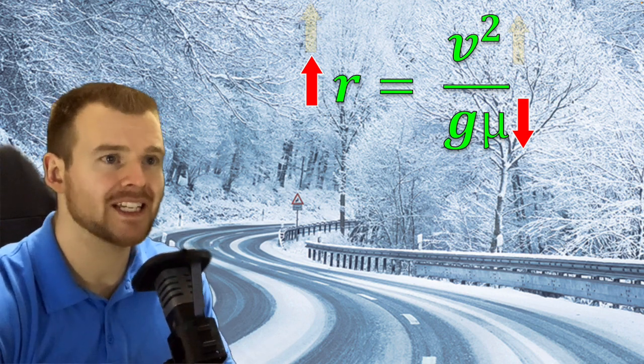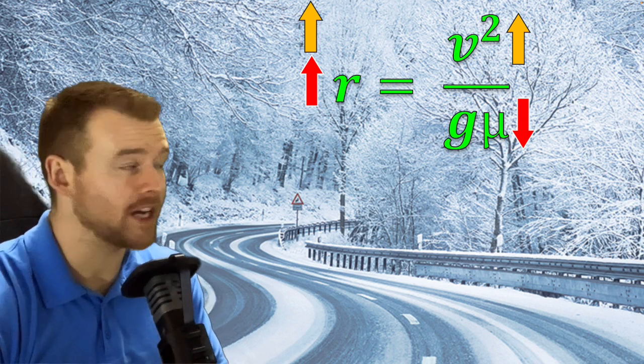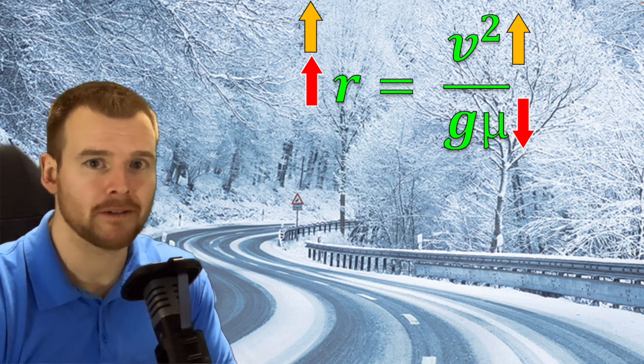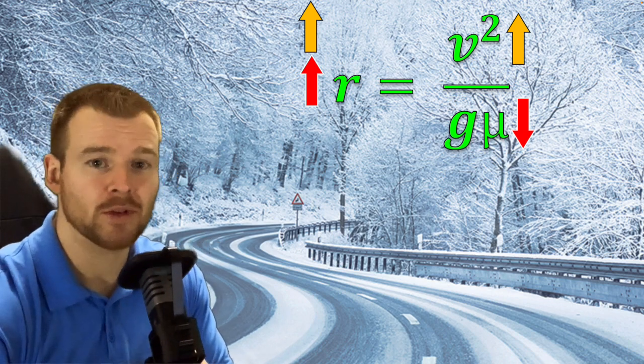The other thing that affects that is the velocity. If we're going faster, we can't travel as tight a curve without slipping. Okay, so how can we control this? If it does get icy, what are the two things we can do?